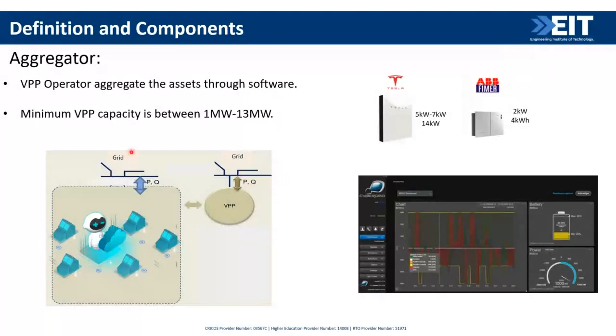In fact, the word virtual is used because the VPP assets, these small systems, are accessed through software and the VPP operator, rather than a physical generating facility. Now, why is aggregation needed in a VPP? Because the VPP assets have a low capacity.